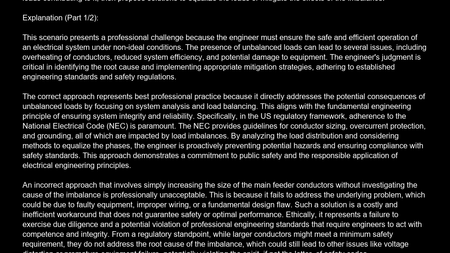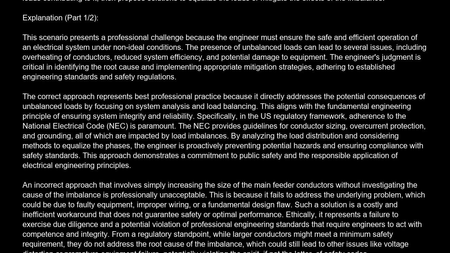An incorrect approach that involves simply increasing the size of the main feeder conductors without investigating the cause of the imbalance is professionally unacceptable. This is because it fails to address the underlying problem, which could be due to faulty equipment, improper wiring, or a fundamental design flaw. Such a solution is a costly and inefficient workaround that does not guarantee safety or optimal performance.